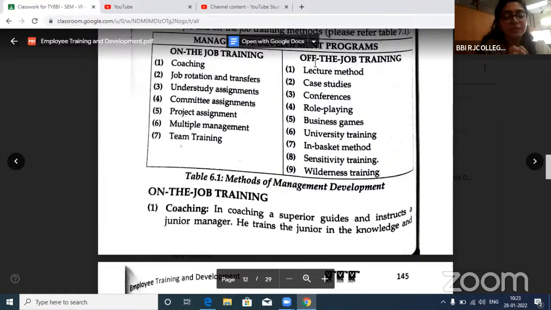Okay, next is business games. Now, what happens in business games? There are certain games that are played in the premises only, maybe in the working hours, but that's not off the job. That is an on the job training procedure. So through games, they will train you.